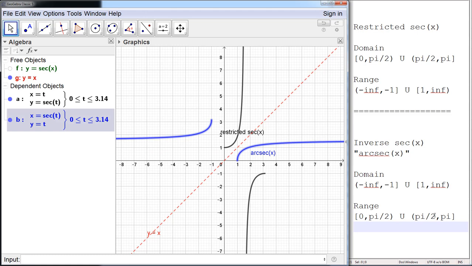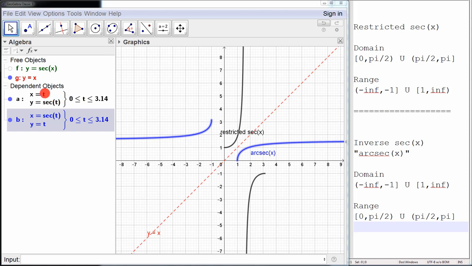And if you stare at that long enough, you'll say, yeah, okay, the black curve and the blue curve, are those reflections across this red line? And I think they are. And what I like about this algebraically is, if you look at what I typed into GeoGebra in order to get GeoGebra to draw this inverse secant function, notice what I did here.